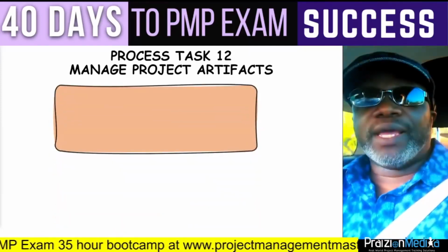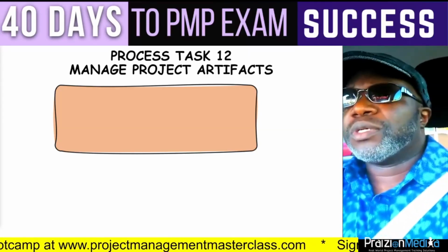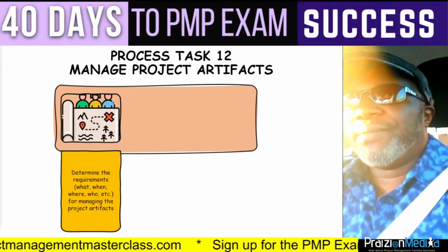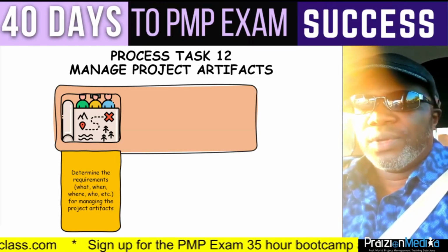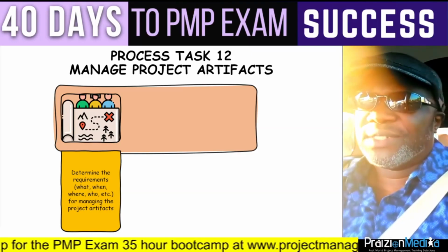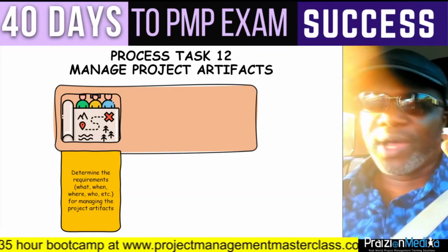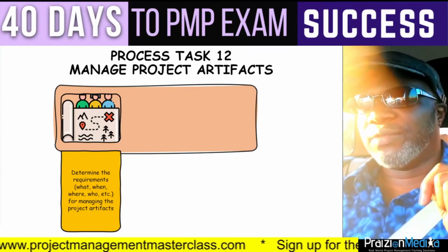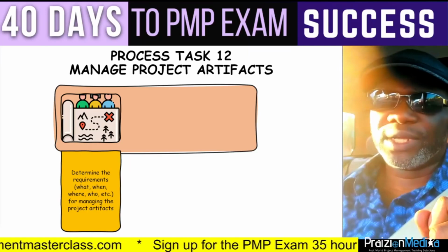And we have 3 enablers for this. So let's talk about these one by one. The first enabler is called determine the requirements. Just think about the 5 W's, you know, the what, when, where, who, why, and the H, the how, right? So determine the requirements for the artifacts. That's the first one. The requirements for managing the project artifacts.